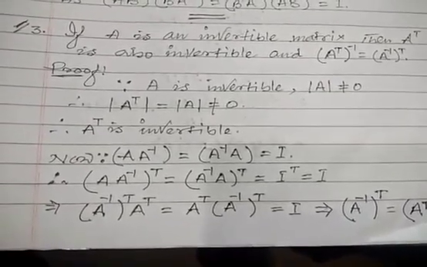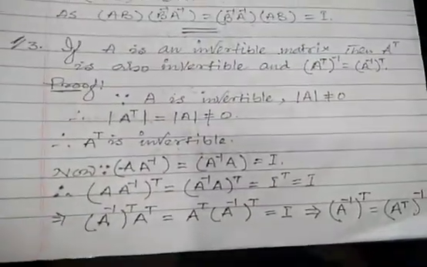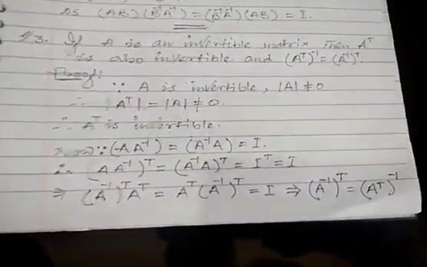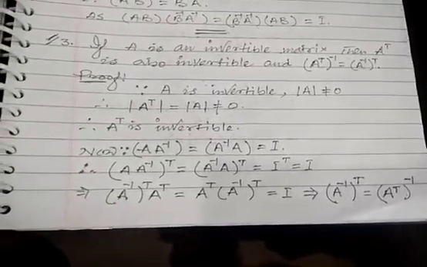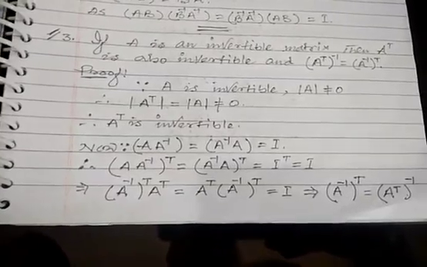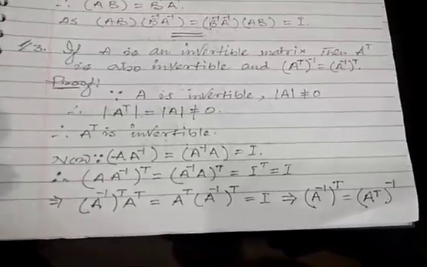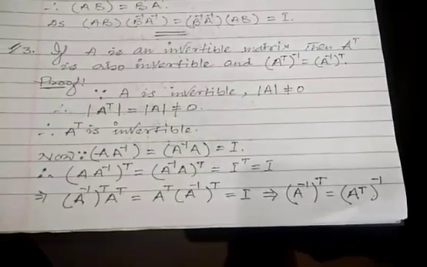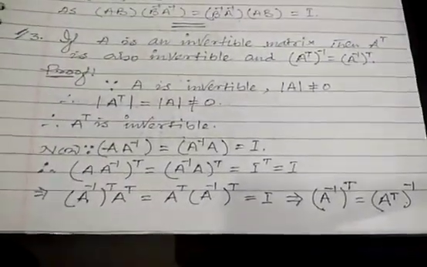Transpose of A inverse. So here again we get AB is equal to BA is equal to I, or XY is equal to YX is equal to I, where X is equal to transpose of A inverse, and Y is equal to A transpose. Then you can say XY is equal to YX is equal to I. So X inverse is equal to Y. So one is the inverse of the other. So the inverse of A transpose is the same as the transpose of A inverse.